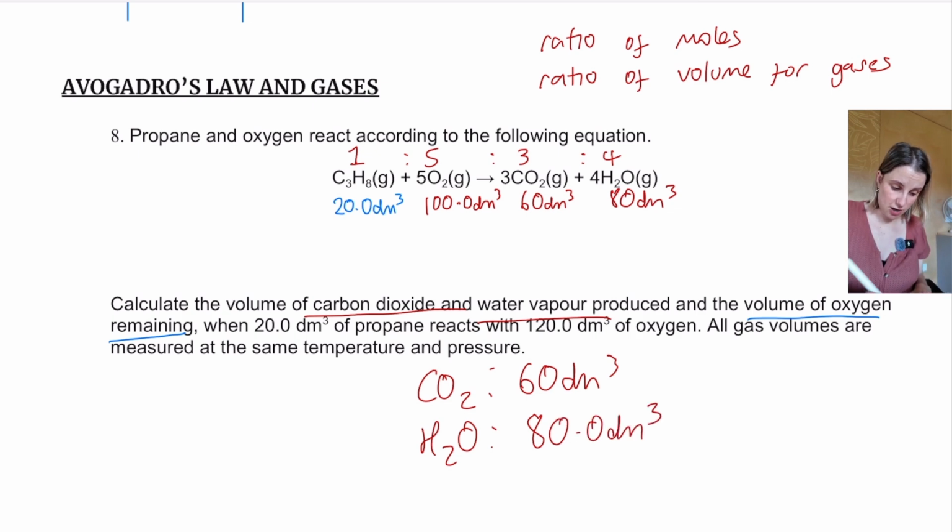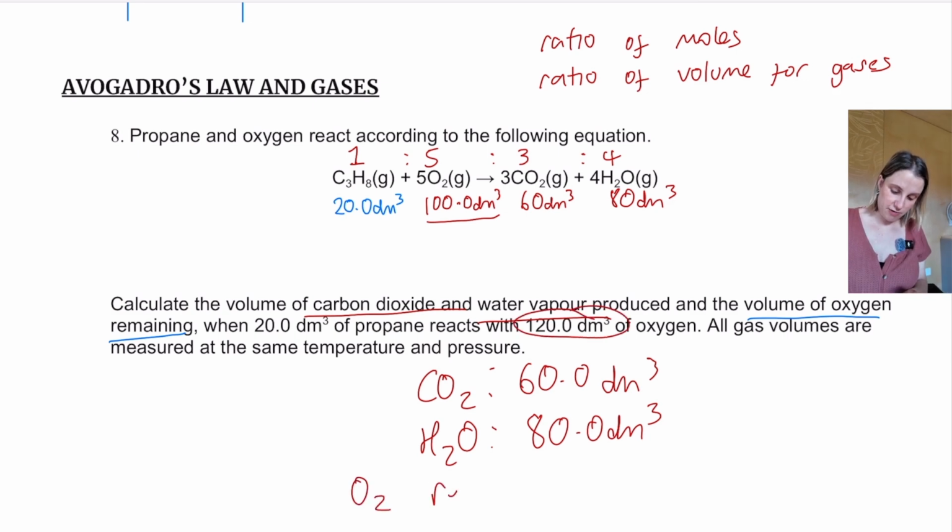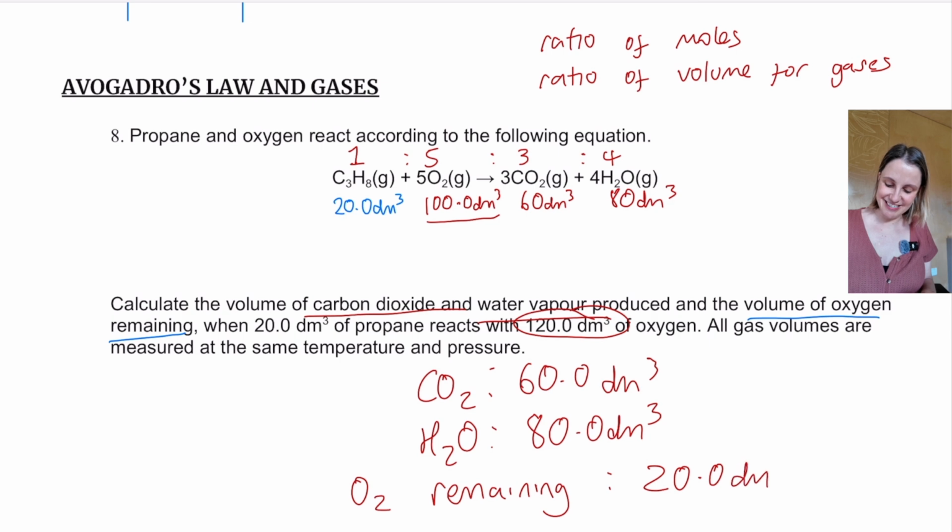Now really I should have put the 0.0 on this and kept the same number of significant figures as in the question, if we're being pedantic, but you probably get the points for those either way, unless they specifically asked you. So the last part of this question says how much oxygen is remaining. So if 100 dm cubed of oxygen would react, they told me that they added 120, so the oxygen remaining is going to be 20.0 dm cubed remaining, just by doing that subtraction.